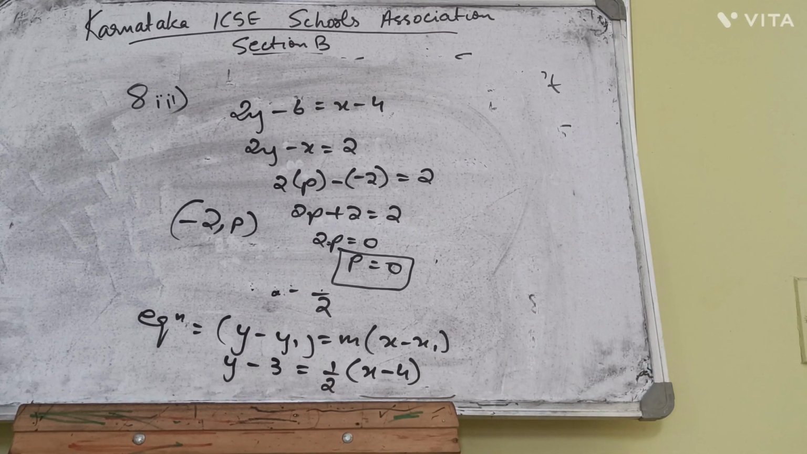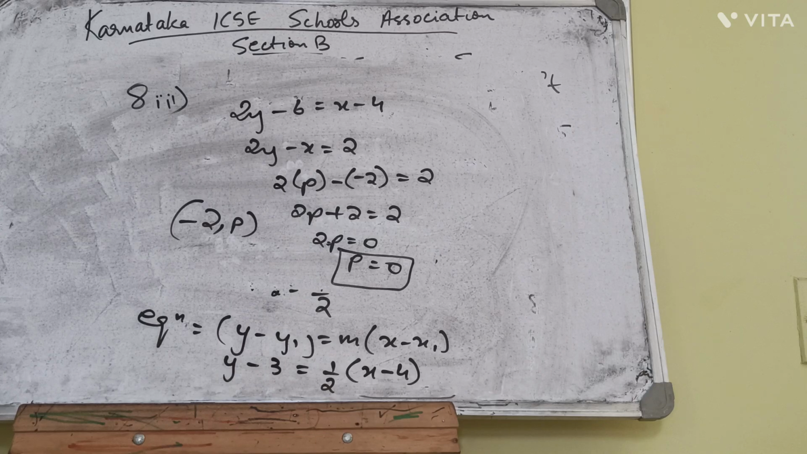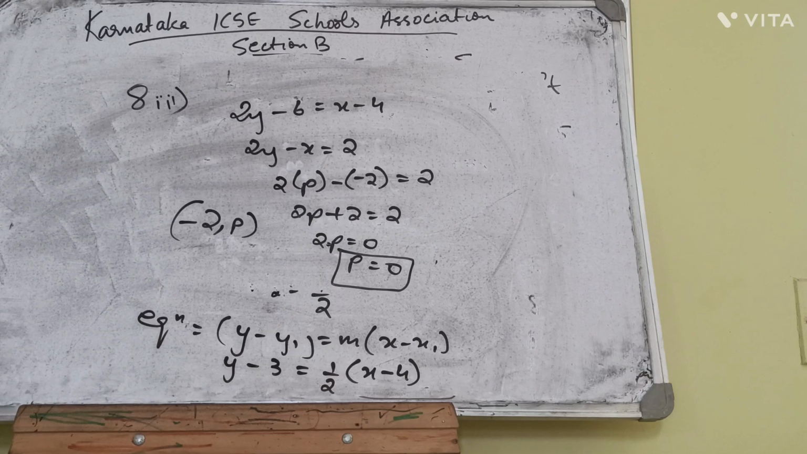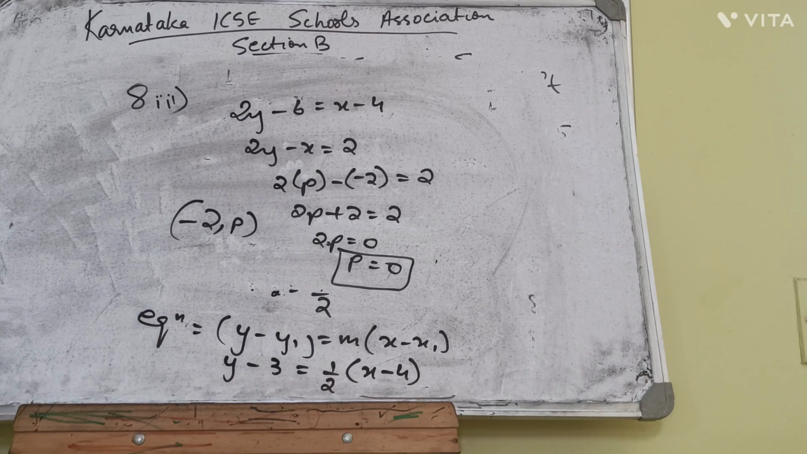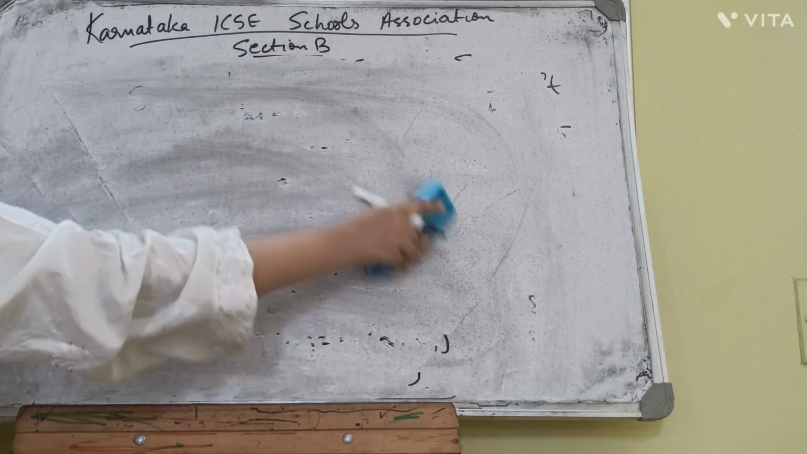Question 9. The first one is a question from mean, median, mode where you need to find the median using the ogive. Since this cannot be plotted on the board, I will be posting a YouTube Shorts video for this. And question 9's second part is a question from construction. So both the videos will be posted shortly. Now question 10 is a question from similarity.